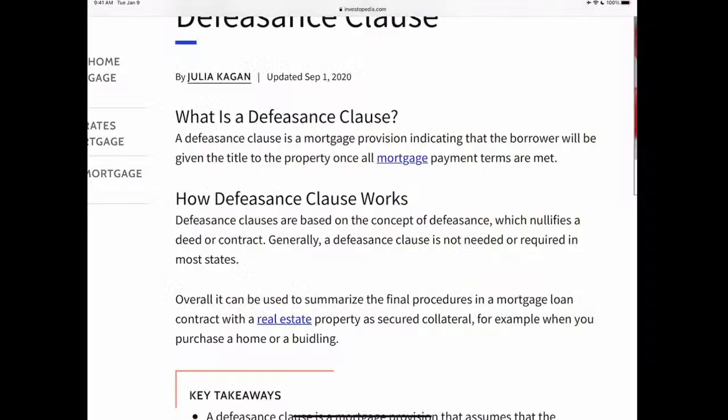So a defeasance clause, we'll go back over here to the iPad and look at that top line, is a mortgage provision indicating that the borrower will be given the title to the property once all mortgage payments are met. Now, normally what has to happen is a satisfaction piece or a release is recorded at the courthouse.